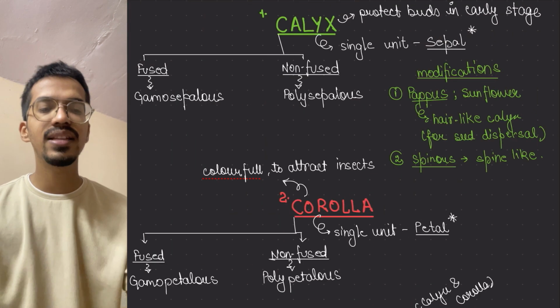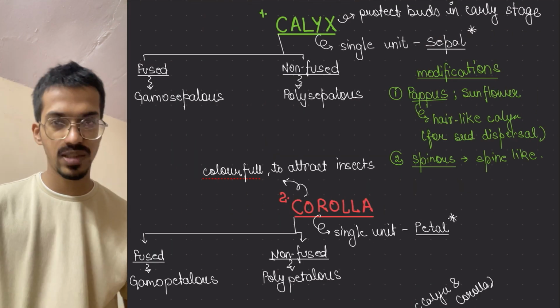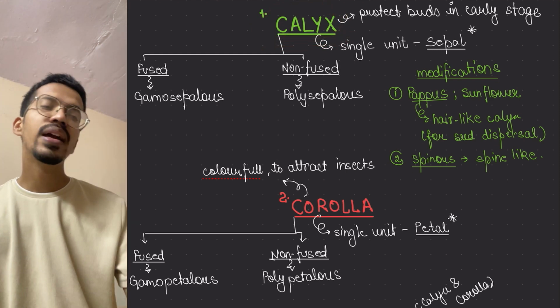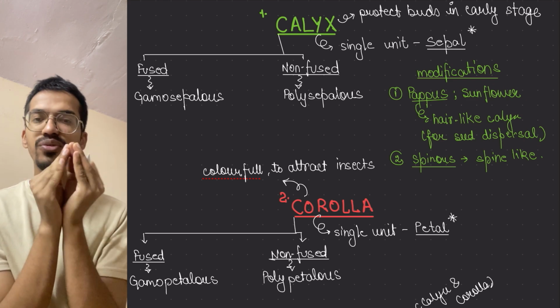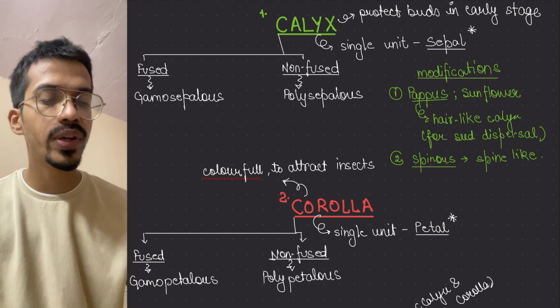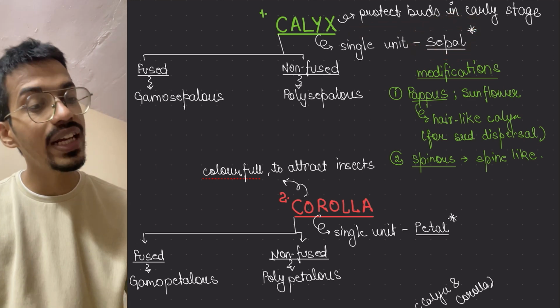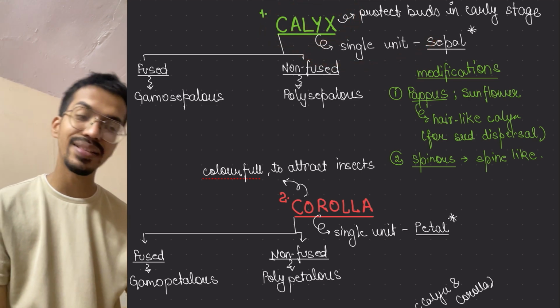Moving on to the next thing, that is the parts of the flower and its terminologies. We have first one called calyx. Calyx is what? It's the green color part which in the initial days protects the flower bud. So it helps in protection in the early stage. A single unit is called a sepal. Collectively it is called calyx. Understood the difference between calyx and sepals.